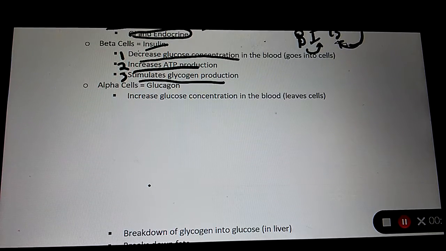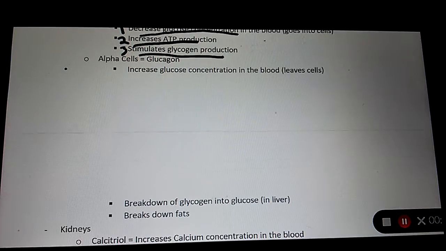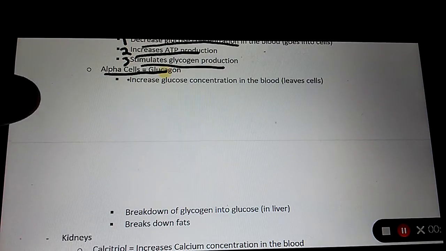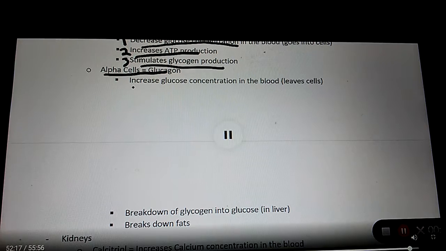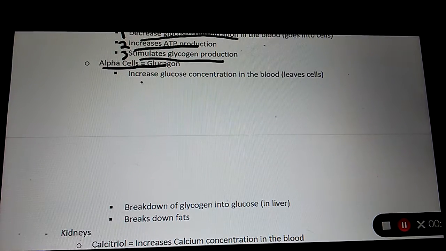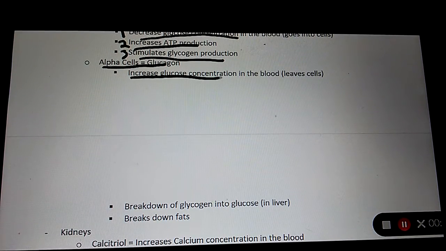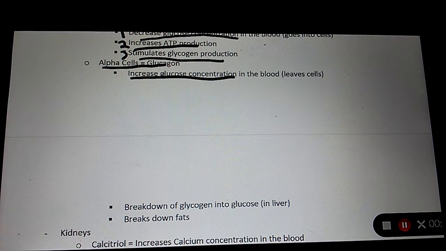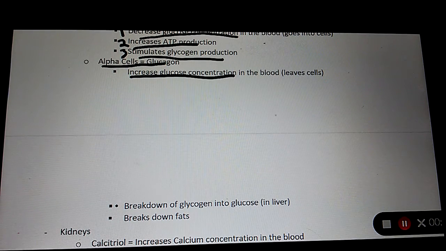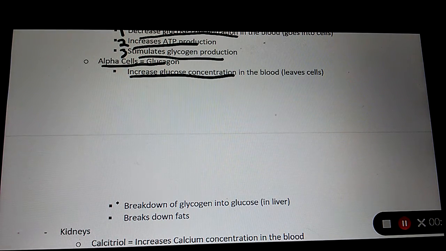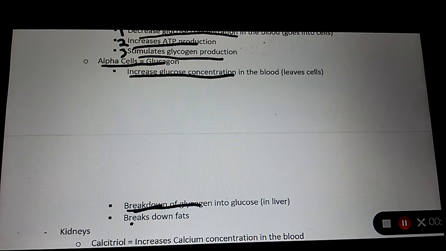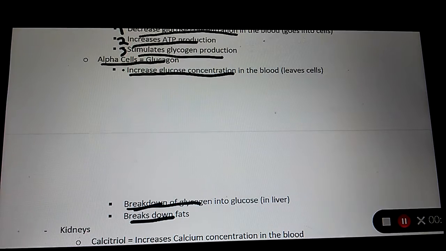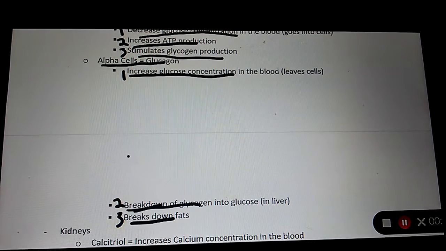What is the function of alpha cells? Alpha cells produce what? Glucagon. Does glucagon increase or decrease glucose concentration in the blood? Increase. Does it stimulate glycogen production or glycogen breakdown? Breakdown. Does it break down fats? Yes. So what are the three functions of glucagon? Increase glucose concentration in the blood, break down glycogen, break down fats.